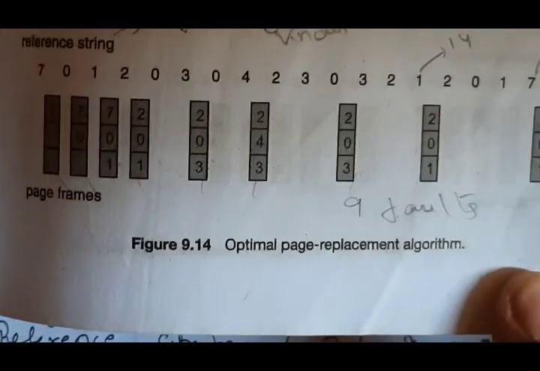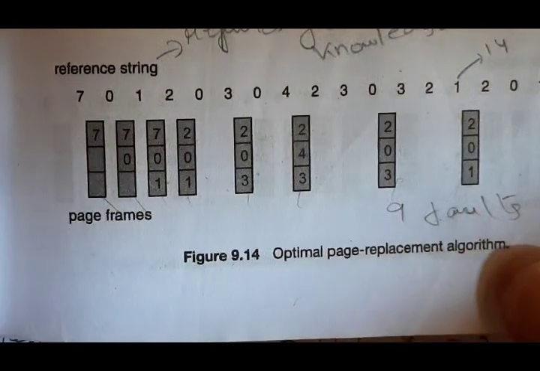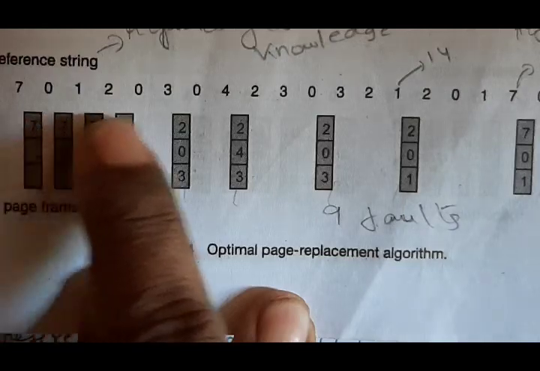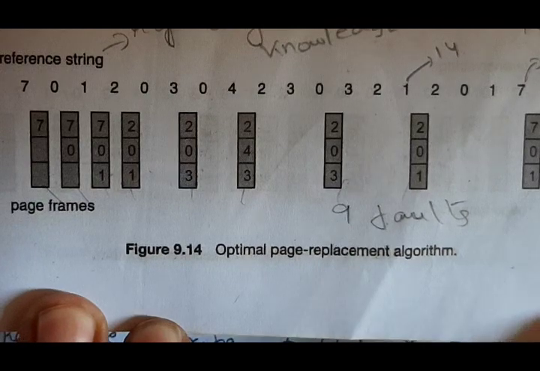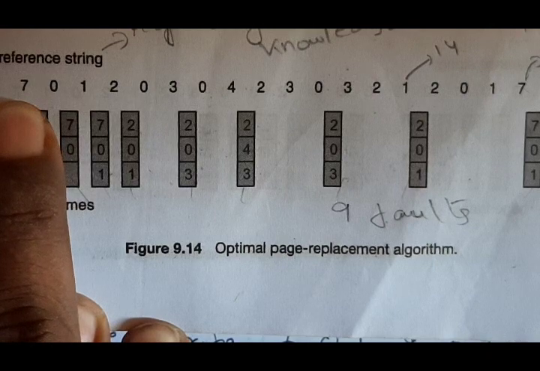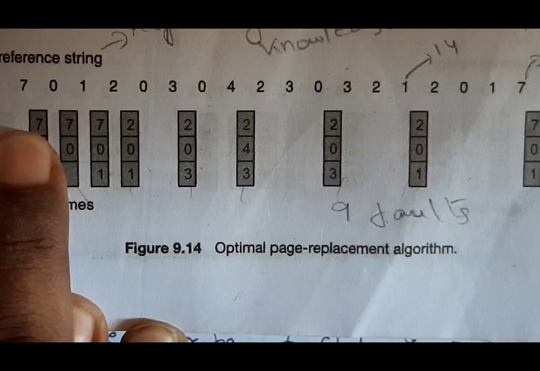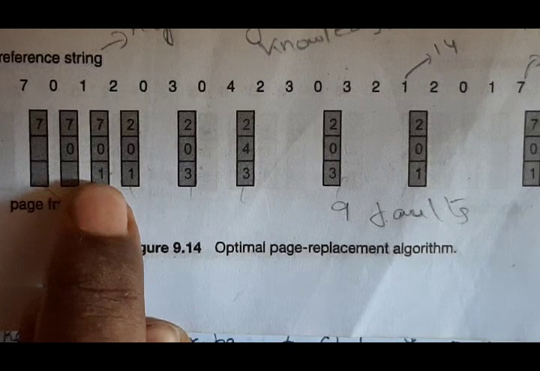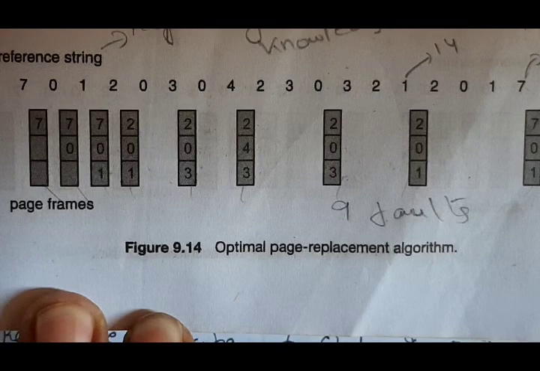So these are the strings. The reference string is 7, 0, 1. Clear? No? Okay, let's see. In optimal, first 7 is as usual. Initially the RAM is free, so you place 7 here. Next 0 you place here, and 1 you place here. Till here it is common in all the page replacement algorithms.